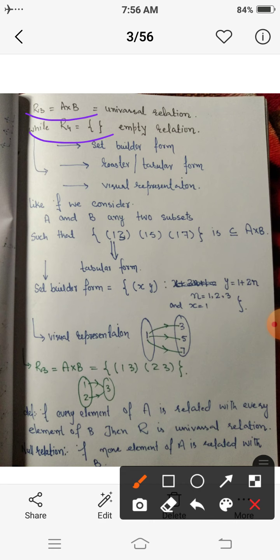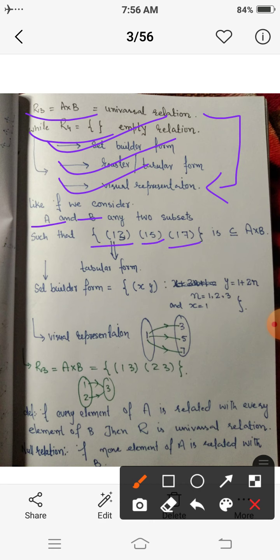You also know that if we have a set, we can represent it in two ways. One is the set builder form, the second one is the roster form. Likewise, we can also represent relations in different forms. One is the set builder form, the second is the roster form or tabular form, and the third is the visual representation. You know it. Like if we have two sets, set A and set B, and we consider {(1, 3), (1, 5), (1, 7)} as the subset of A cross B.